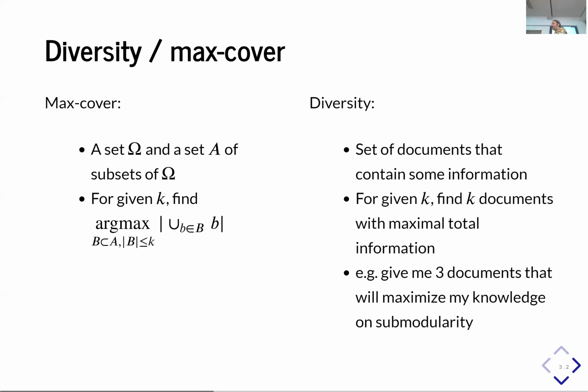It's what is called diversity in results. For instance, you've got a big set of documents, and each document contains some information on some topics. And for a given budget K, you want to find K documents that maximize the total information that you get. For instance, okay, I want 3 papers, only 3, that will maximize my knowledge on submodularity. What would be my best choice? They can overlap. Of course, otherwise it would be quite simple, but the issue is that they overlap.